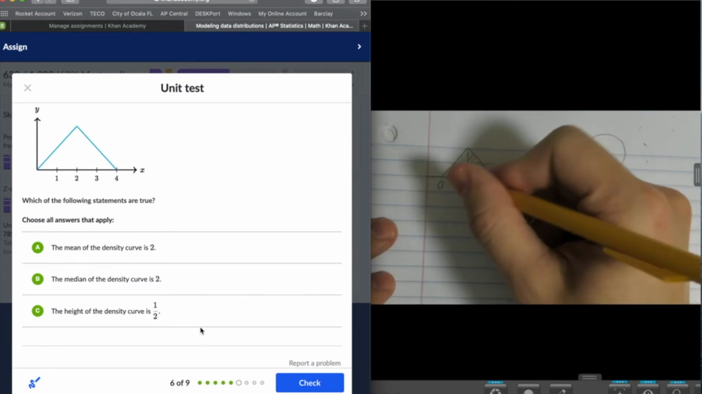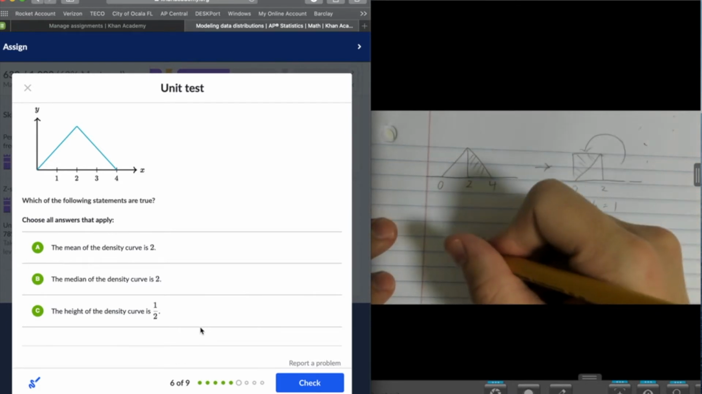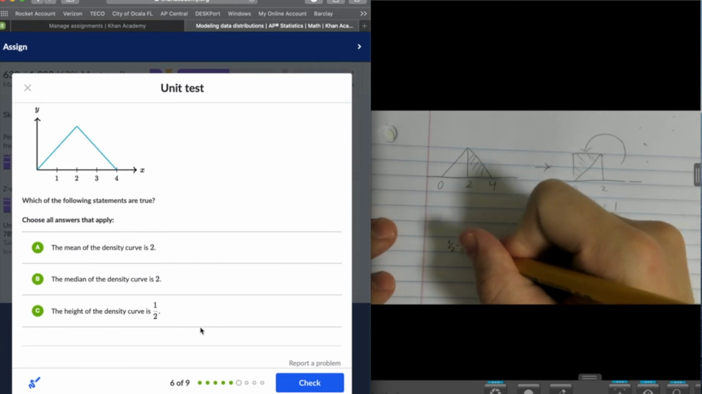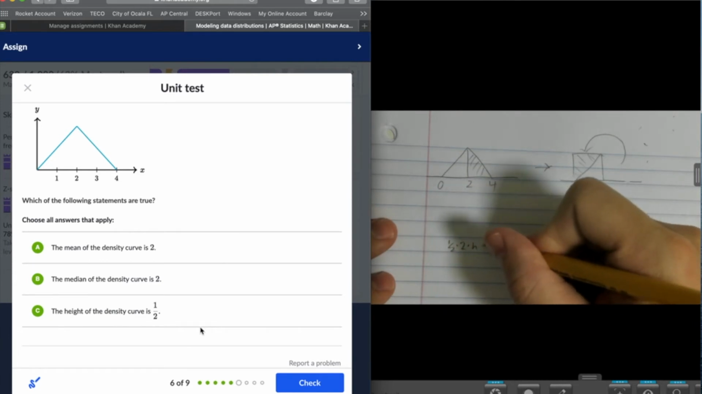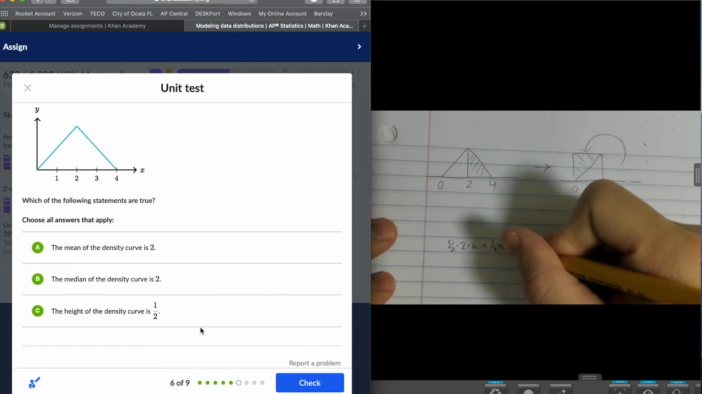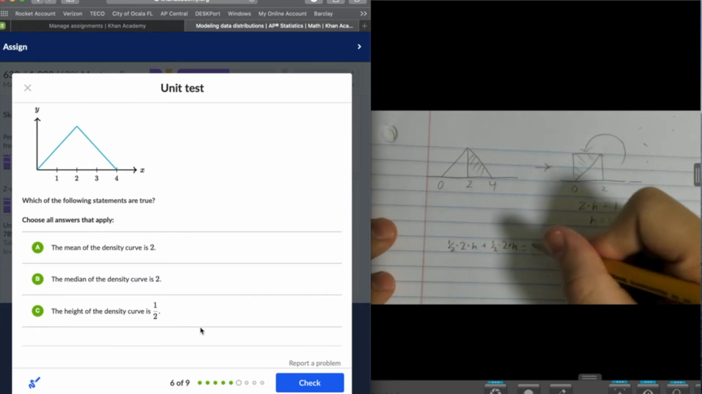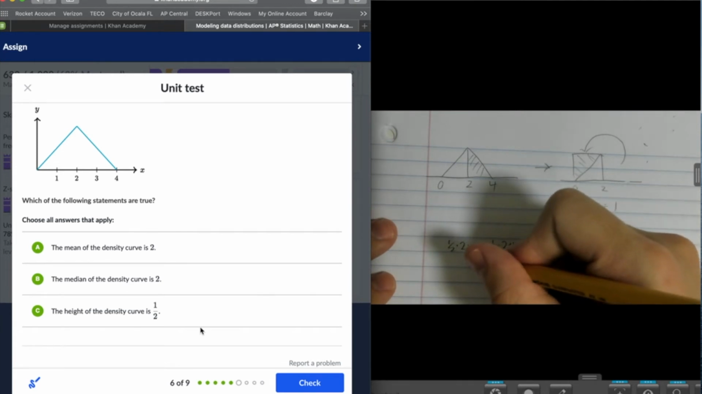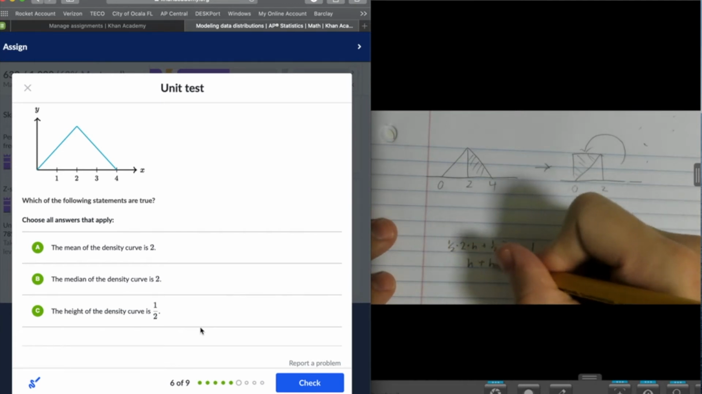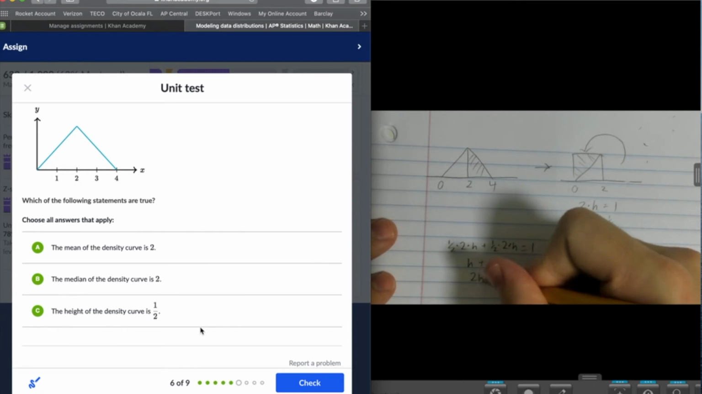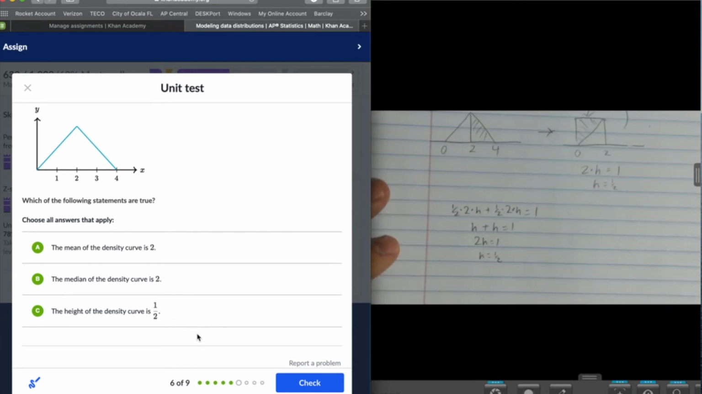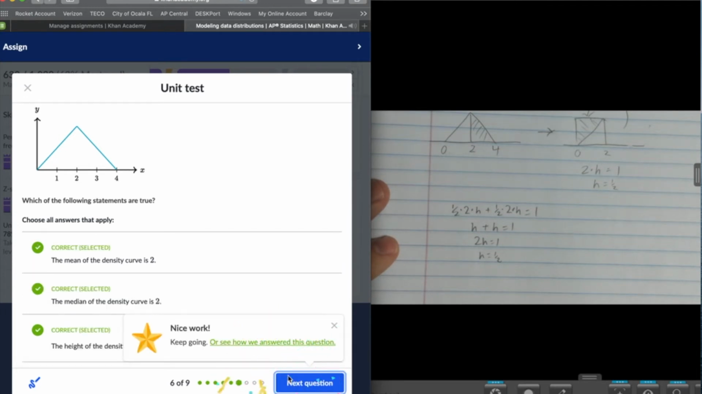I mean, the other way you can do this is you'll just find each triangle individually. You'll say 1/2 times the base of 2 times the height that I don't know, plus 1/2 times the base of 2 times the height I also don't know is equal to 1. And if you work this out, this ends up being just h plus h equals 1. That means 2h is 1, and that means h is 1/2. So many different ways of getting this answer, but turns out all three are true.